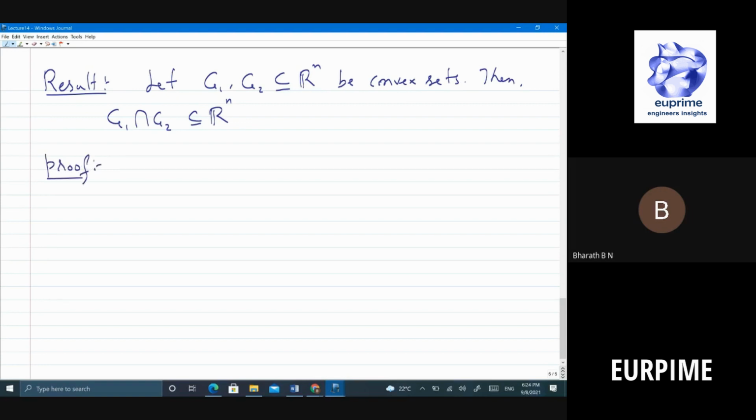It's easy. You take 2 points. Let x, y belong to C1 intersection C2, right? I have to show that the convex combination of these 2 points also belongs to the intersection. So what do you mean by that? It should belong to both C1 and C2, right? That's what I have to prove. So since x, y belong to both, it should belong to C1 and it should also belong to C2, right? So this implies x, y belong to C1 and x, y belong to C2.